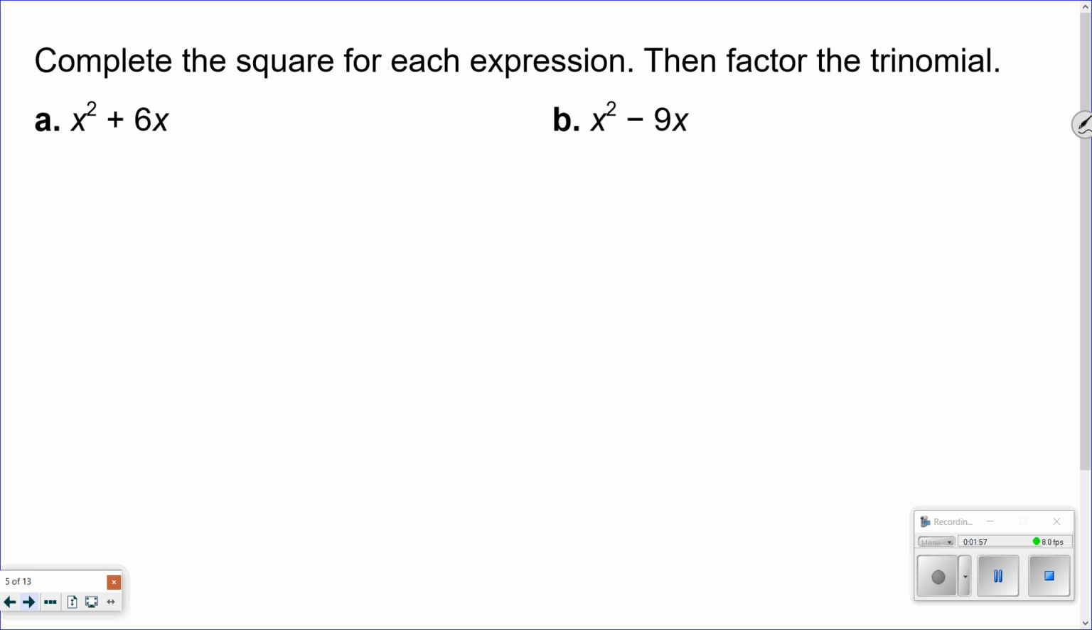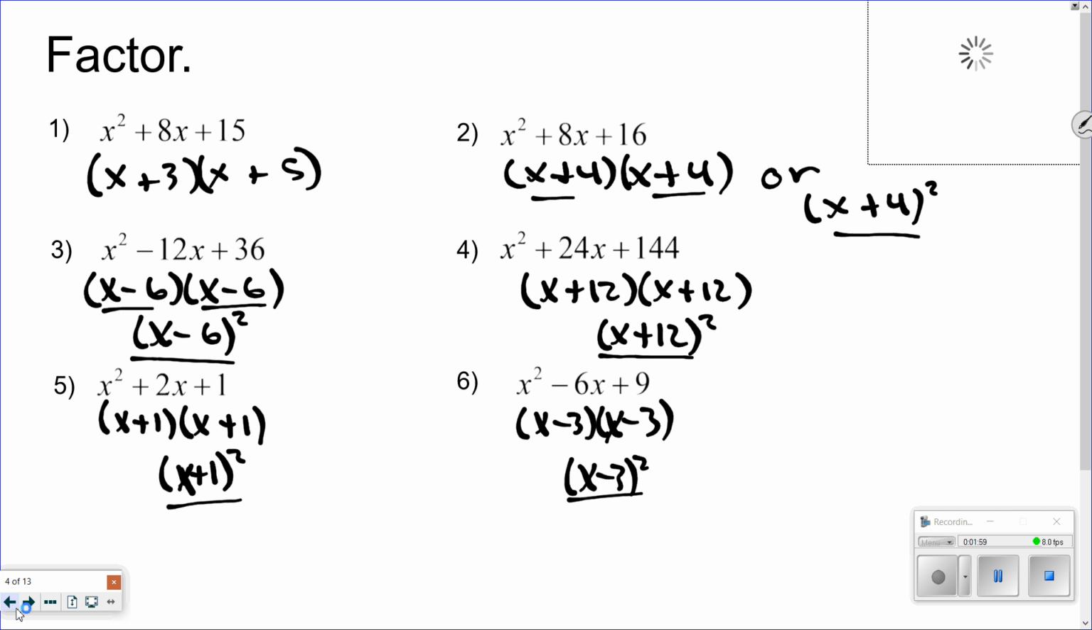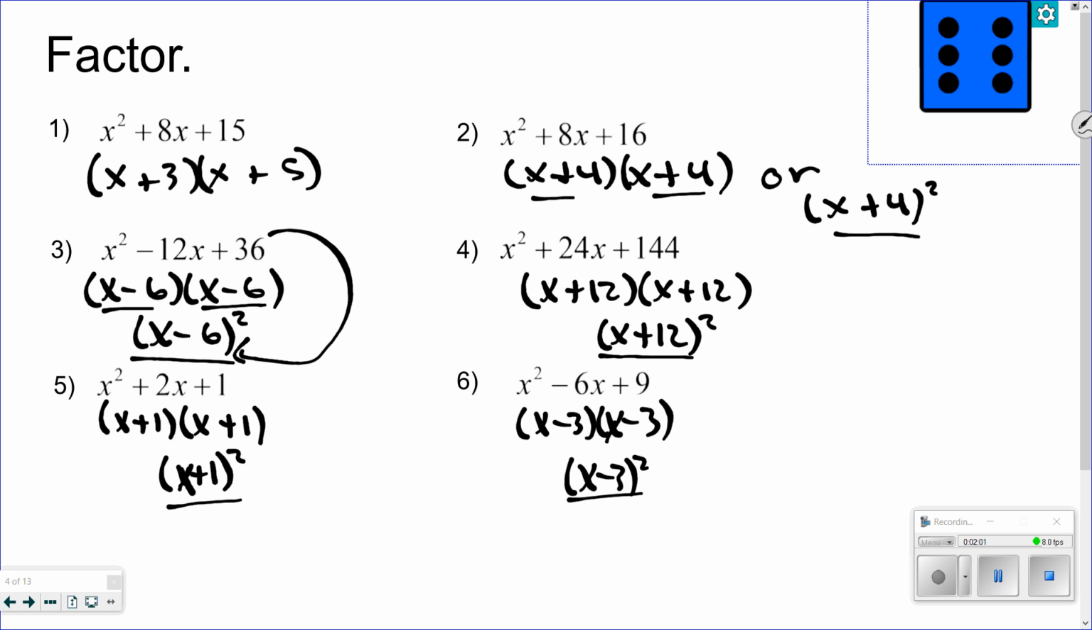If you go back to here, something I want you to notice is to compare this to your answer. The minus 6 is half of the minus 12. Then the 36 is the minus 6 squared. The 1 is half of 2, and 1 squared is 1. The minus 3 is half of negative 6, and negative 3 squared is 9. So there's a definite pattern to these.